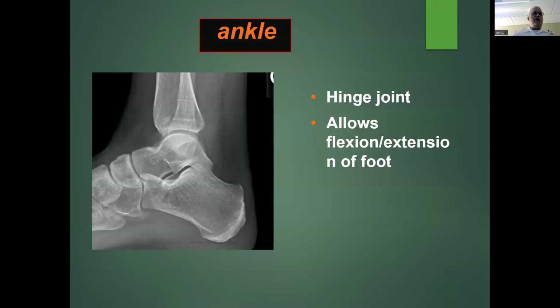Speaking of the ankle, it is a hinged joint. This allows flexion and extension of the foot.